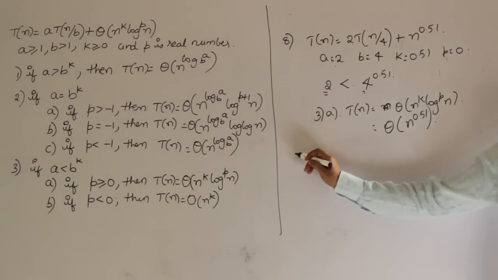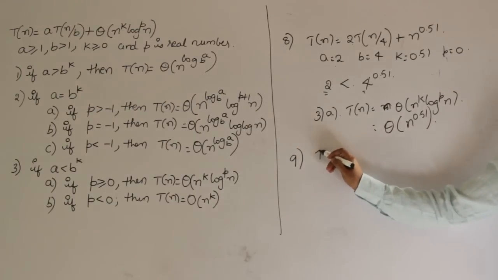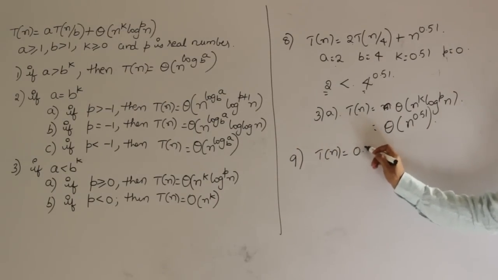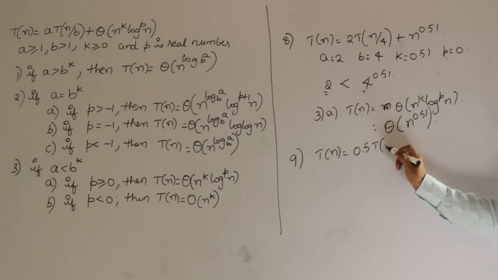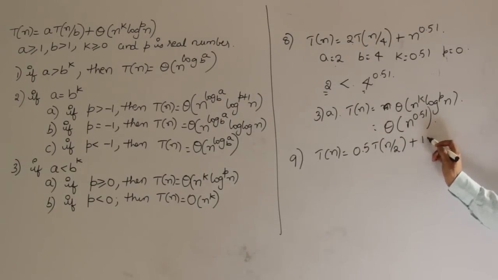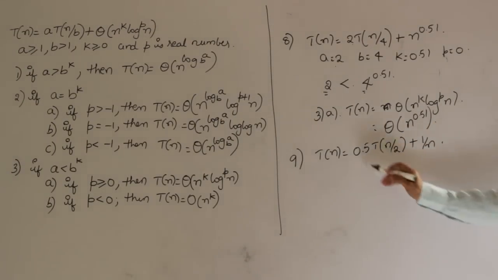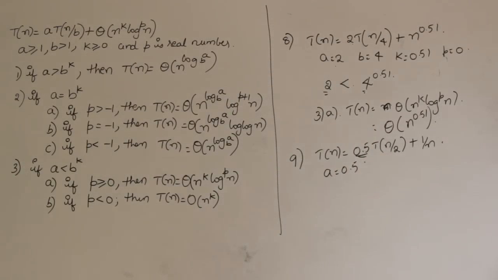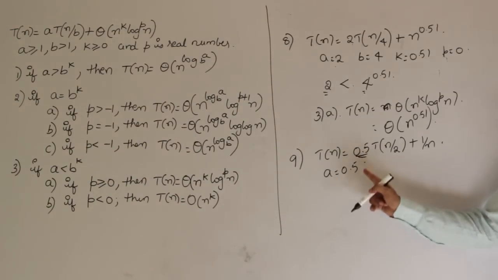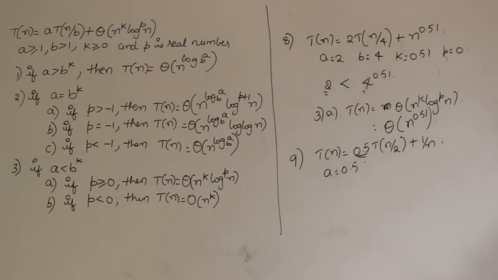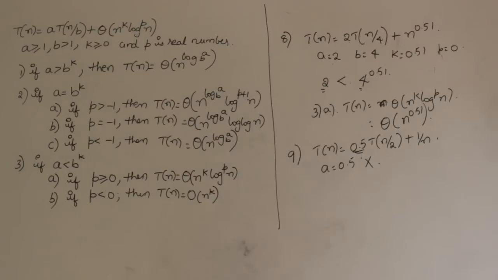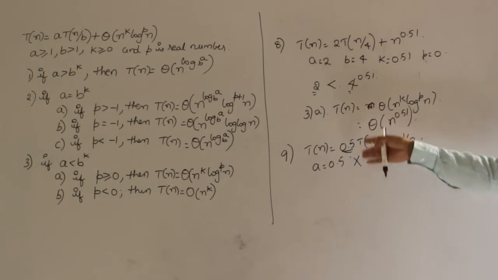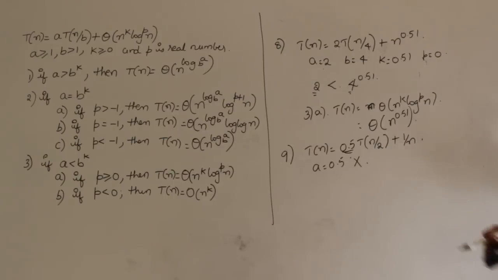Next one, problem number 9. T of n equal to 0.5 into T of n by 2 plus 1 by n. So in this case a equal to 0.5. Just check it. A has to be greater than or equal to 1, but a is less than 1. Therefore this is not valid. This one is not according to the Master's theorem, so we cannot apply that formula to such kind of question.